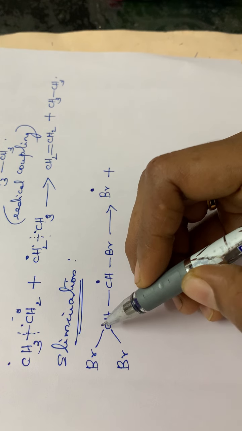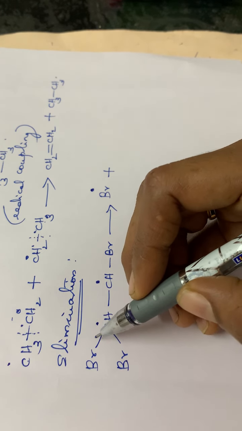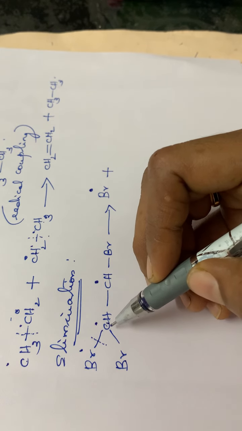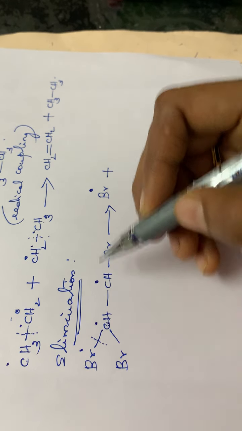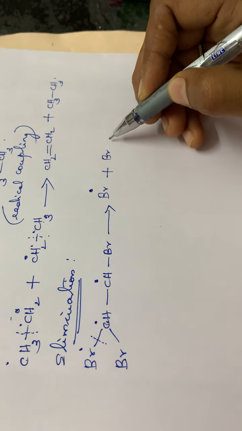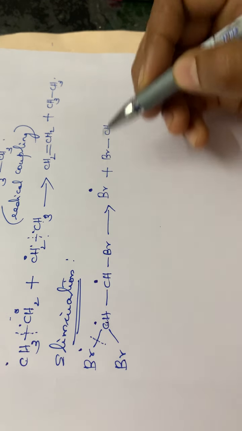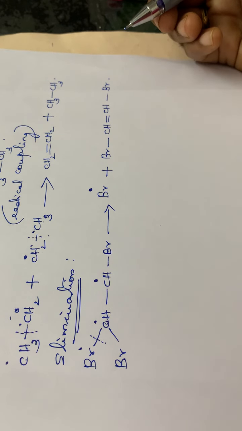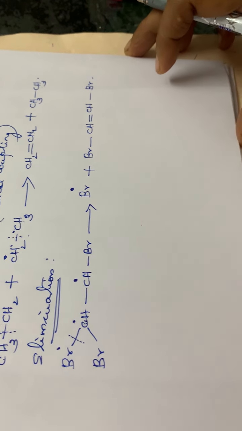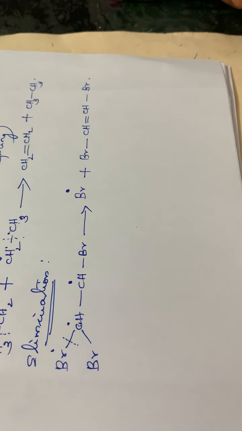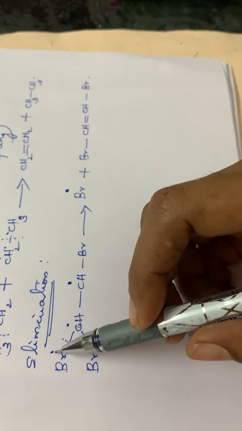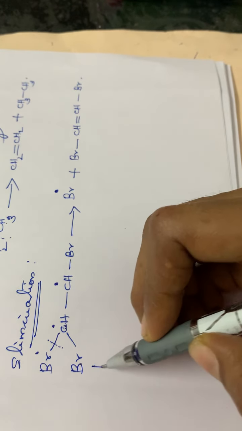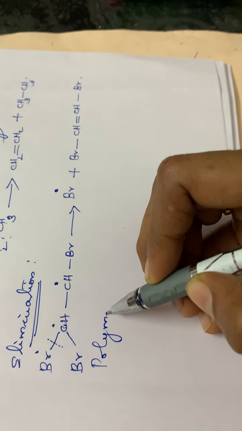Then this carbon will be having one electron already, isn't it, if this bond breaks? So Br single bond CH, then these two will be joining to form a double bond. So Br single bond CH, then here it becomes double bond CH, then again single bond Br. So this is an elimination reaction. Then the next one is the polymerization reaction.